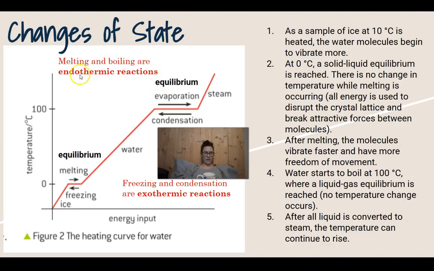I also wanted to remind you guys that melting and boiling are endothermic reactions. That means energy has to be put into the substance for those phase changes to occur. In order to melt or to boil, you have to add energy. However, the opposite occurs whenever you freeze or condense water. If you freeze water, it is an exothermic reaction because it's going from something with more energy to something with less energy. So that extra energy is released, and so that would be an exothermic reaction.